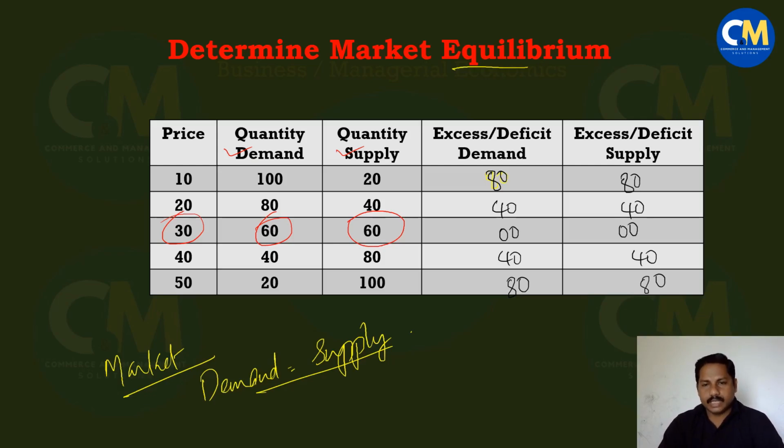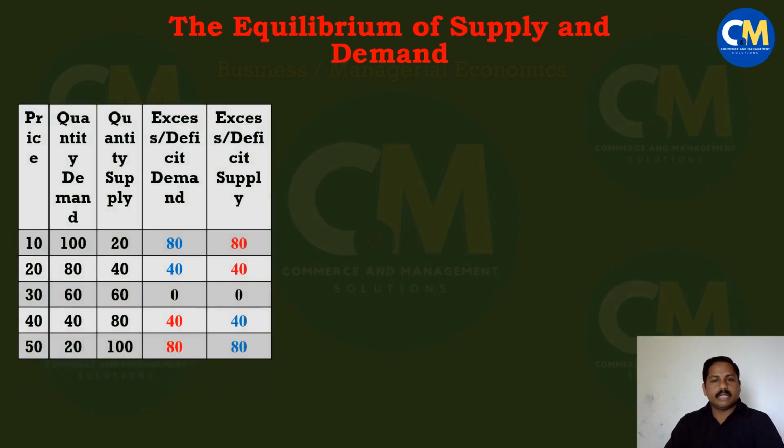So from this table itself we can understand what the equilibrium point is. The equilibrium price is 30. You can say at the price 30 the demand and supply will be equal inside the market. So how can it be represented in the graph? Let's take the same table we discussed already. Here we can draw the demand curve and supply curve in a graph. So let us draw the demand curve.